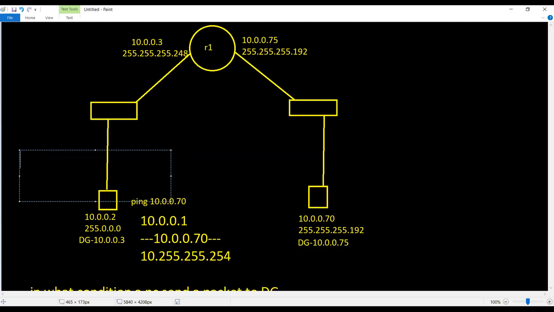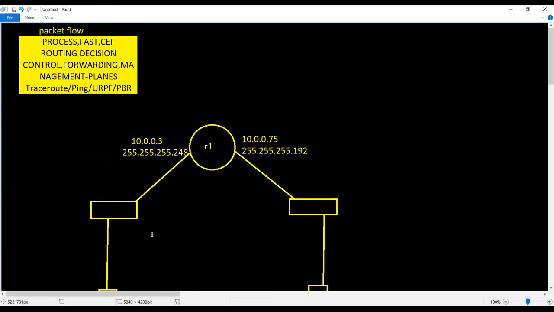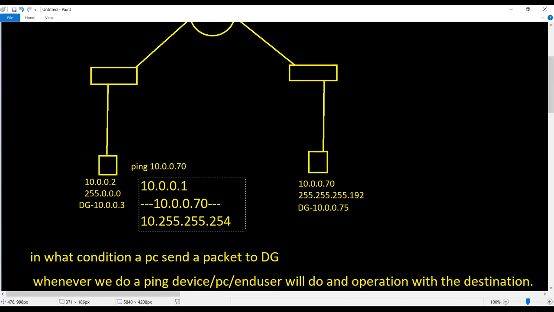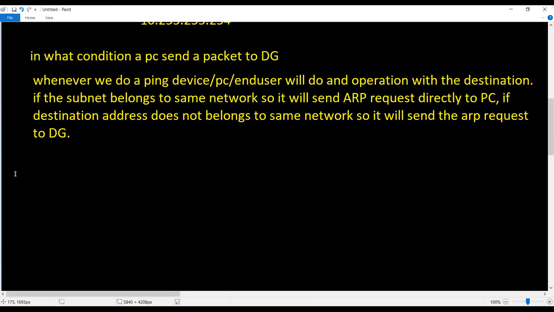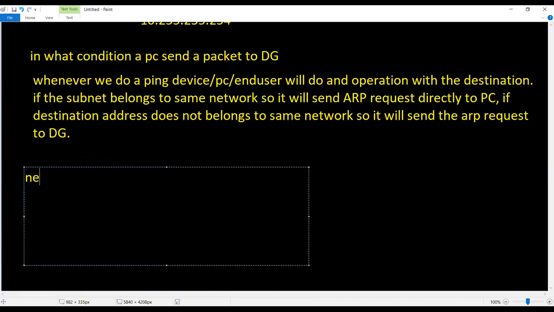Basically, what is happening here? What will the PC do? The PC will find the network ID for its own address. So it will find, okay, the address is configured on /8. So my own ID will be 10.0.0.0, right?